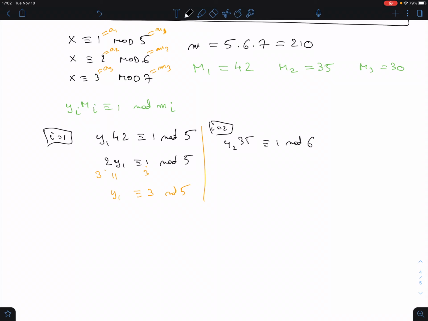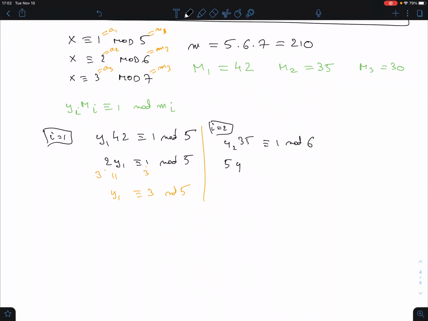You might ask, why do you write 35 in the back? Well, you can do that. I know you normally write a number in front of the variable, but there's no reason to do that. I just follow this pattern, right? Okay, so 35 is the same as 5 mod 6.